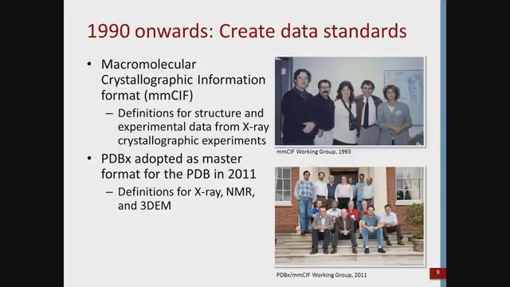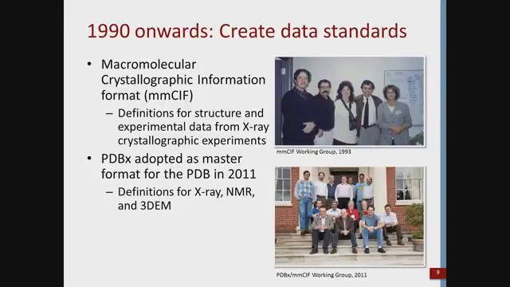The other issue that was very important was the issue of data standards. How exactly do you represent the data? And how would you maximize the effect of having the data in the PDB in a way that you could actually get useful information out? So the International Union of Crystallography set up a committee to create these definitions for the structure and the experimental data from X-ray crystallographic experiments. The committee was headed up by Paula Fitzgerald.